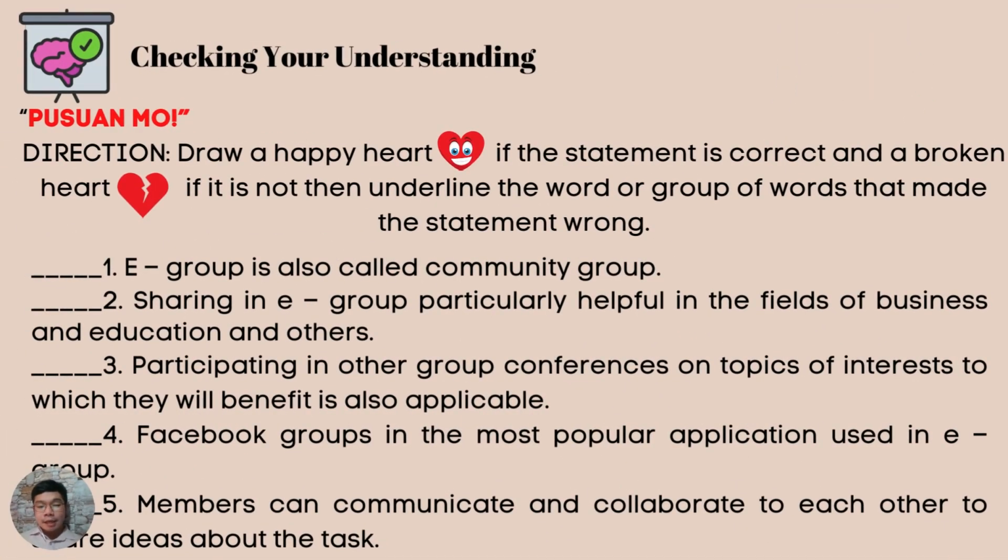Now, let us have the knowledge check or checking your understanding. Title, Pusuan Mo. Here is the direction. Draw a happy heart if the statement is correct, and a broken heart if it is not. Then underline the word or group of words that made the statement wrong. So let me read. 1. E-group is also called community group. Write your answer or draw your answer.